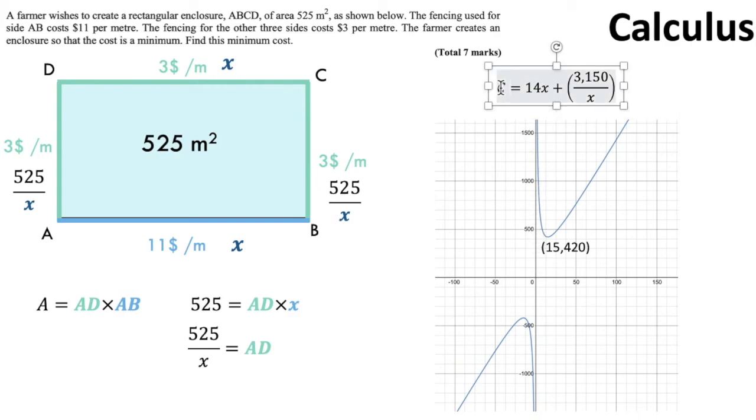So how do we interpret this result? It's saying that the minimum is when 15 is the value of x. So your x here is 15. And then the 420, this would be your final answer. So it means that when x is equal to 15, the overall price of all of these fences is equal to $420.